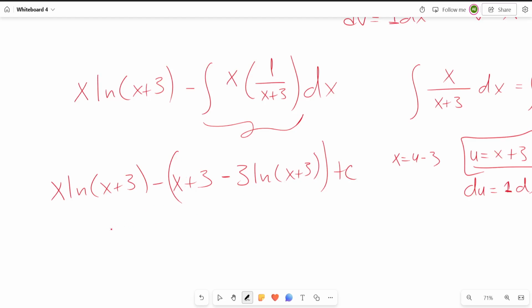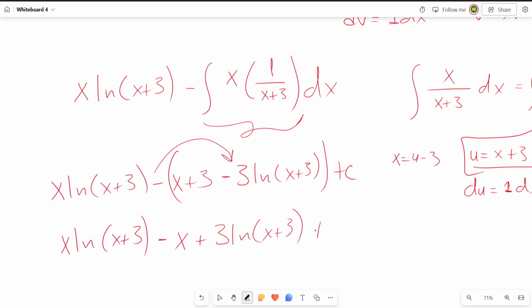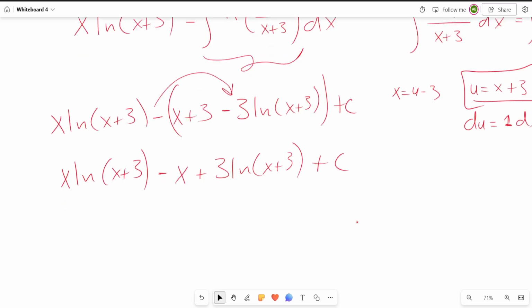Over here I can distribute this minus, so it's going to be x ln of x plus 3 minus x, and then it's going to be minus 3. This minus 3 is basically a number that could be added to this c to give just one constant of integration. So I'm going to add it to the c and remove it from here. So minus x plus this times this, which is basically 3 ln of x plus 3, and then plus c, and this is going to be my answer for this question over here.